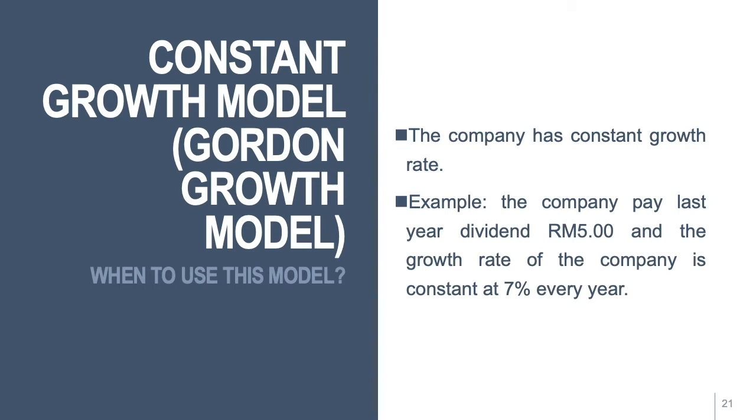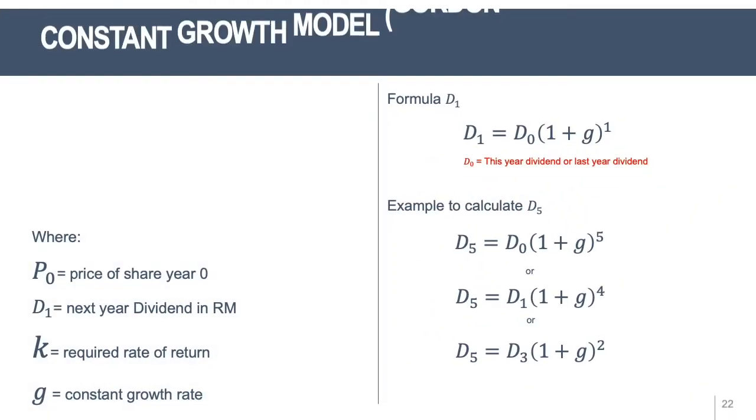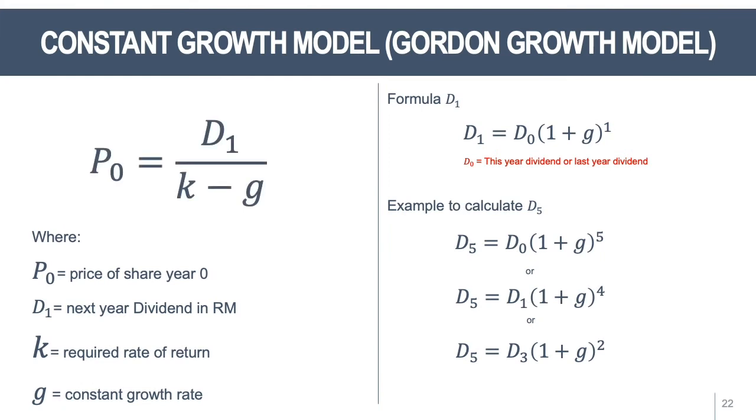So this is the formula for the constant growth model. The formula is P0 equals D1 divided by K minus G. So P0 is the price of share in year 0 or fair value of share in year 0. D1 is next year's dividend in RM. K is the required rate of return. G is the constant growth rate of the company.